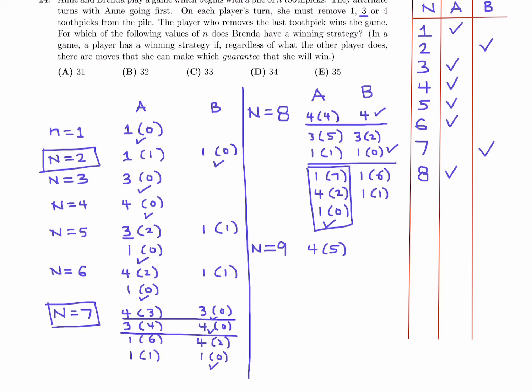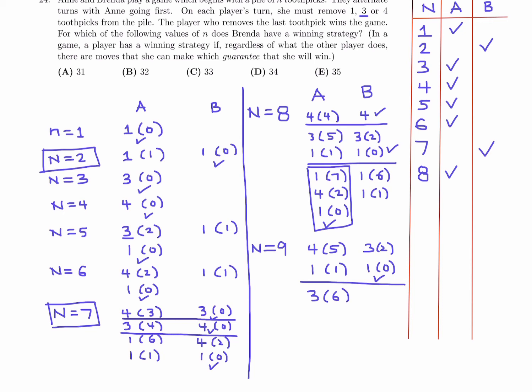Brenda is just going to say, okay, I'll just choose 3 to make 2 left. That way Ann can only remove 1. That leaves 1. Then Brenda just removes that 1 and there's 0 left. She wins. Okay. So Ann is obviously not going to use that strategy. Let's try a different strategy. She'll remove 3.